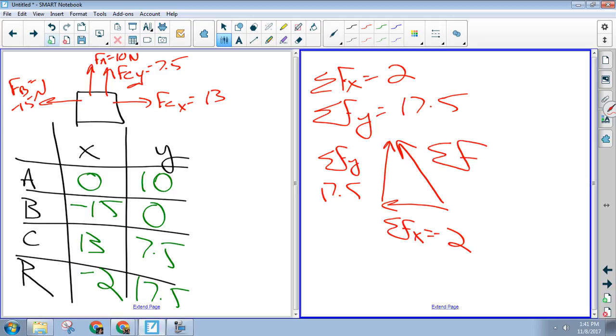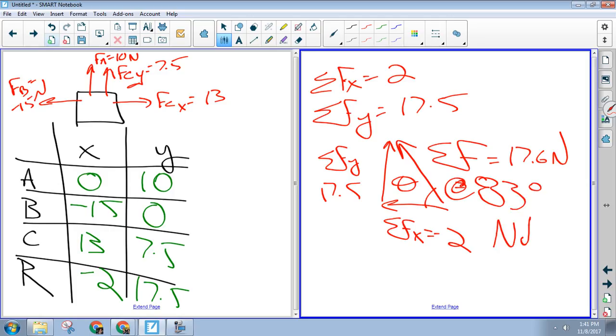How do I do it? Pythagorean theorem, right? 2 squared, 17.5 squared, square root it. You get 17.6 newtons. Am I done? Nope. You got to find the angle. And you get 83 degrees north of west, right?